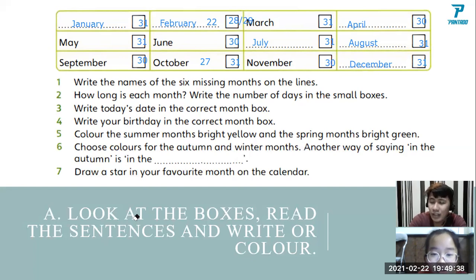I mean, the time that you don't have school. What are the months you don't have school? May, June, July. Oh, yours. June, July, August. Okay, June, July, August. So that's the summer. Okay, color June, July, August. Yellow, bright yellow.